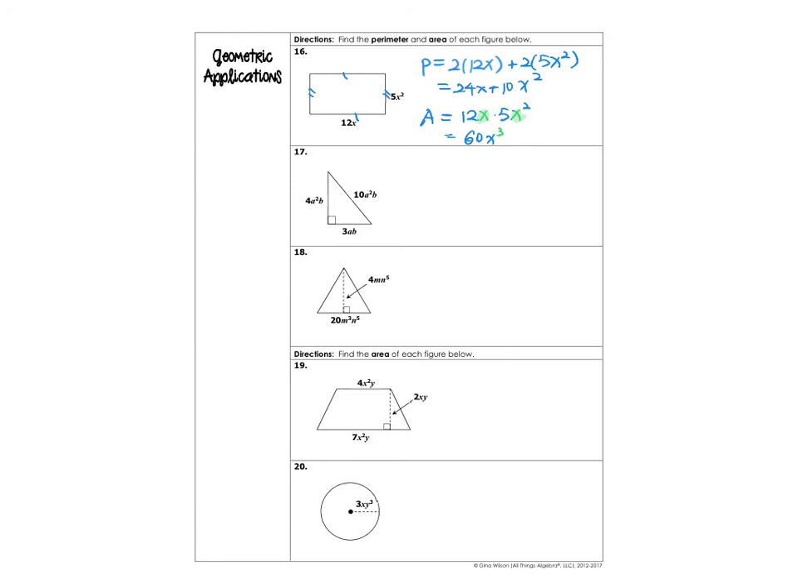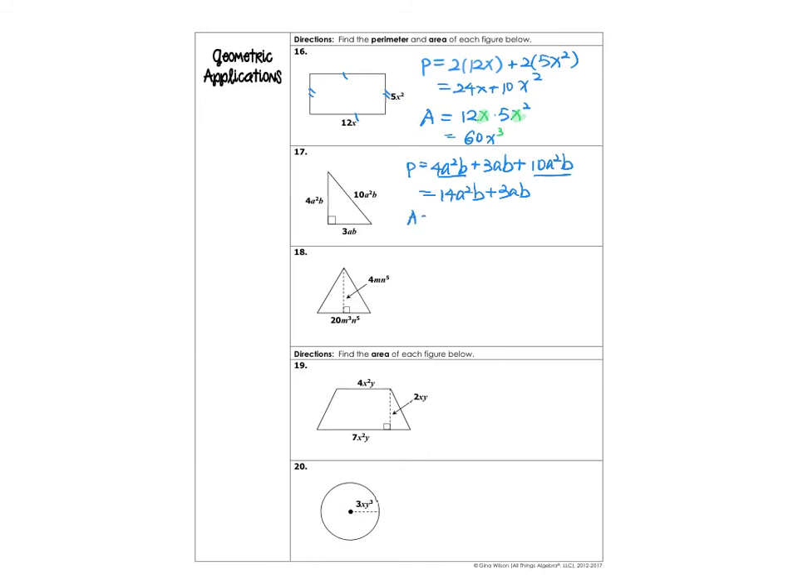Number 17, it's a triangle. Perimeter is easy. You add the first leg, a squared b, plus the second leg plus the hypotenuse. Let's see. This term and this term are like terms. So I have 14a squared b plus 3ab. That's it. There's nothing more you can do.